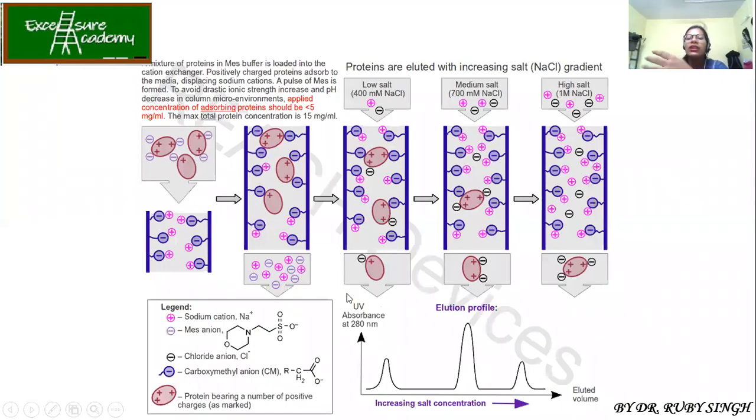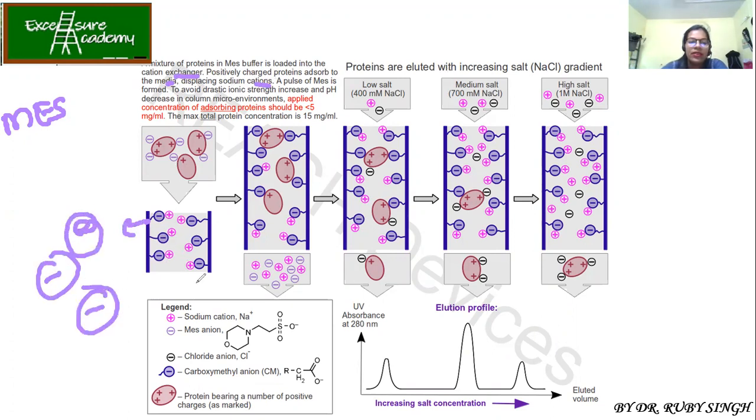Yes, so it will be more clear over here. A mixture of proteins, in this we have used the MES buffer. It is loaded onto the cation exchanger, so positively charged proteins will be adsorbed to the media, displacing your cations. You can see the matrix is over here, negative charge, and then you have got the positive charge. Now a pulse of MES is formed.